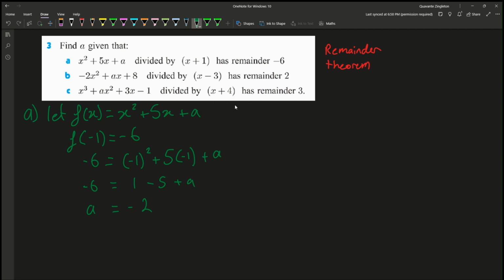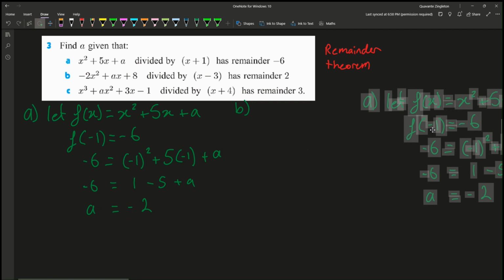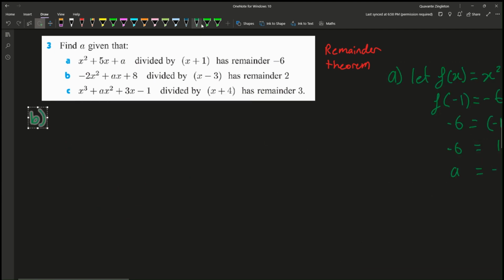All right. We can try b. Let f of x equal negative 2x squared plus ax plus 8. Now, using the remainder theorem, remember we swap the sign of our second term. Our second term is negative 3, so swapping the sign makes it positive 3.